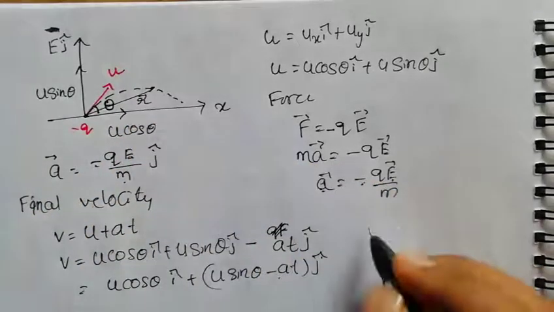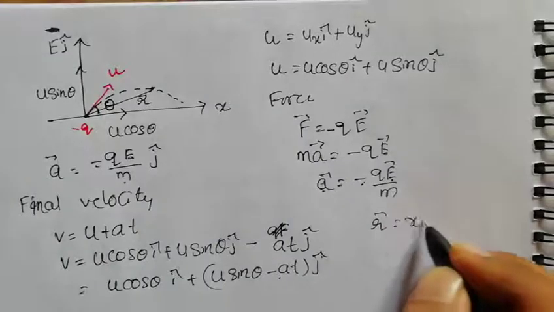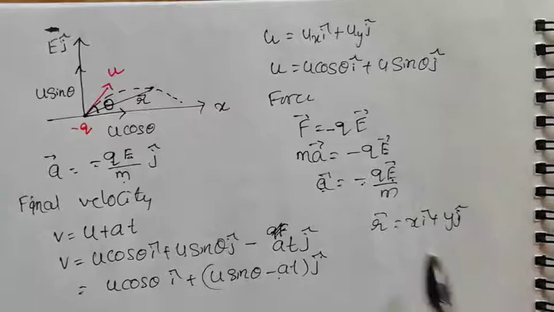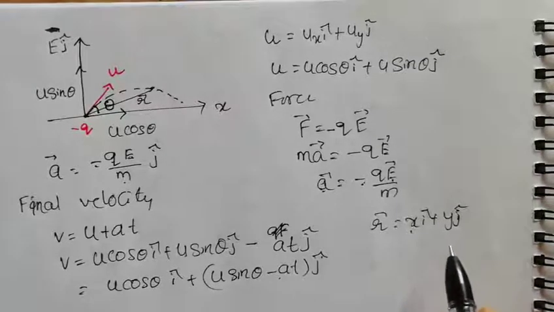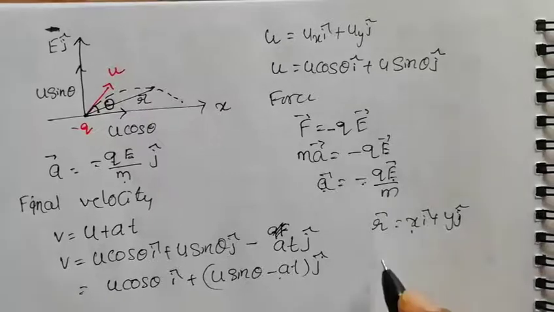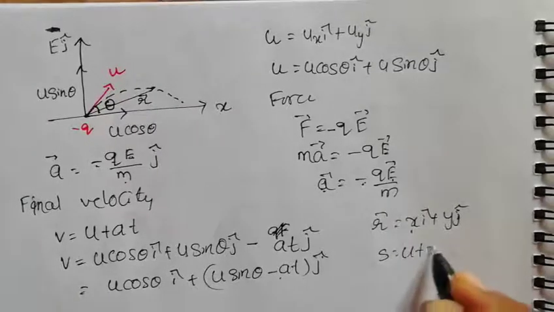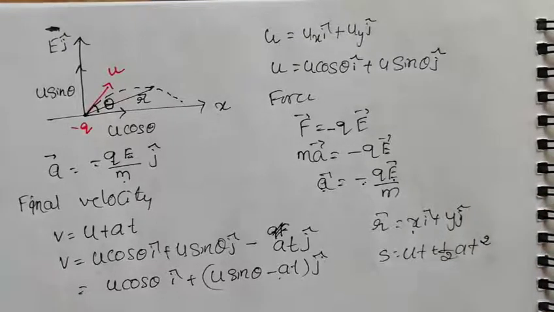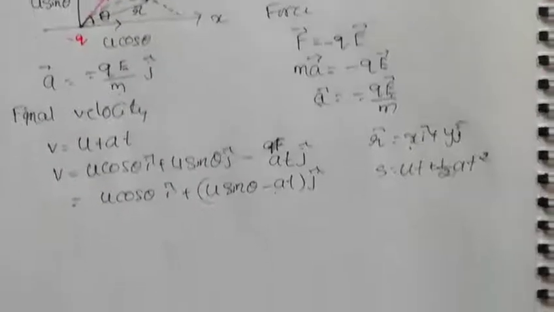So the position vector is given by what now? R vector equals x into i cap plus y into j cap. So the values of x and y you should know. Let us do that one also, using the formula s equals ut plus half a t square. Now look at what will happen in this case. What value of x do we get now?